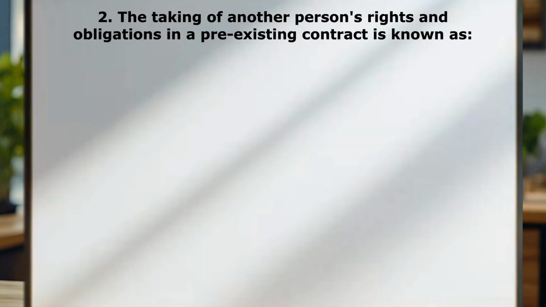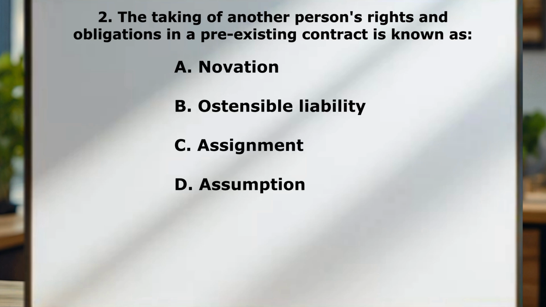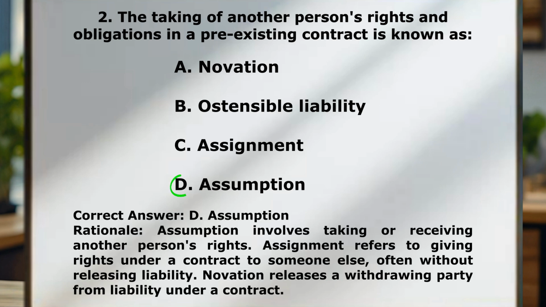Question number 2. The taking of another person's rights and obligation in a pre-existing contract is known as A. Novation. B. Ostensible liability. C. Assignment. D. Assumption. Correct answer here, it's D.